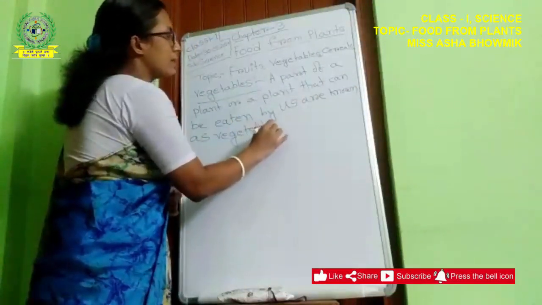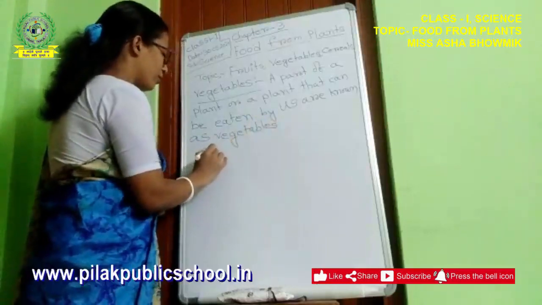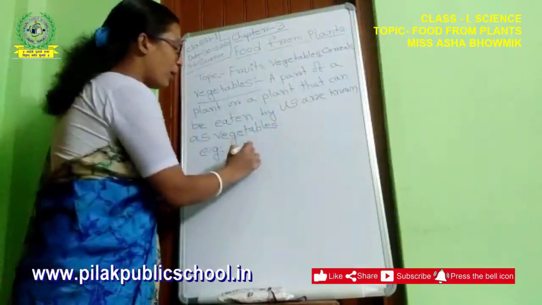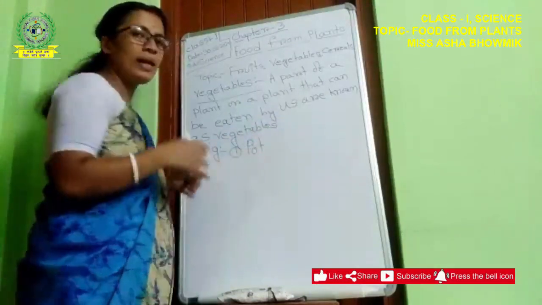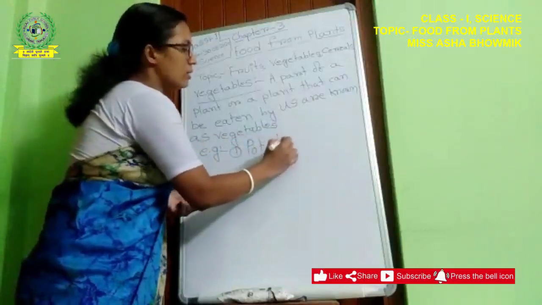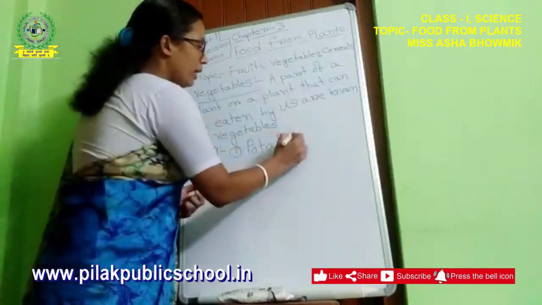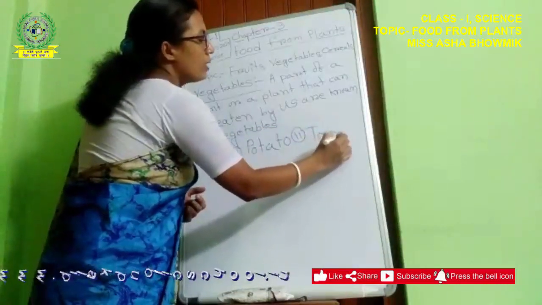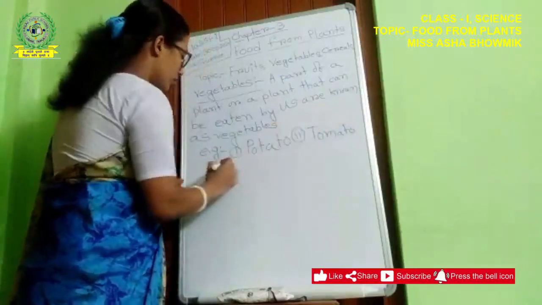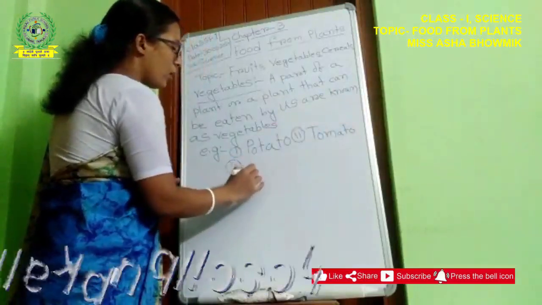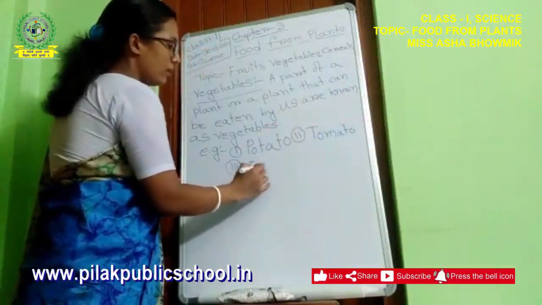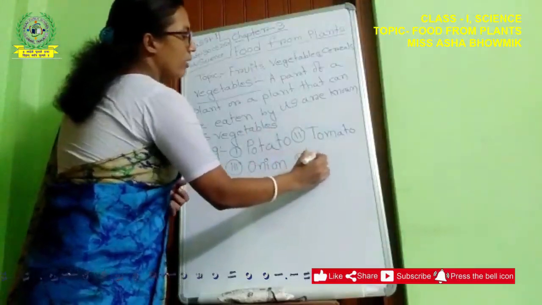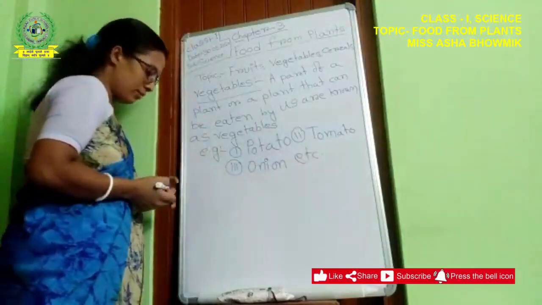Do you know the examples of vegetables? I hope all of you know the names of vegetables. Examples of vegetables are potato. P-O-T-A-T-O, potato. Then I go to another example, that is tomato. Then another example, onion. O-N-I-O-N, onion. Etc. are examples of vegetables.